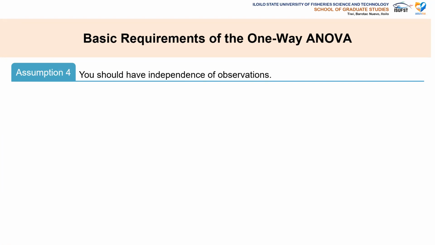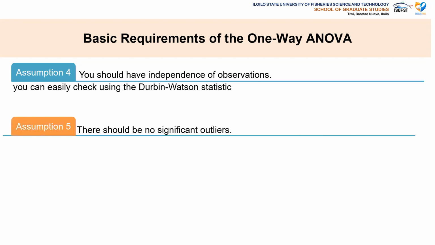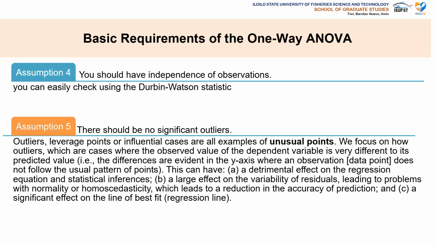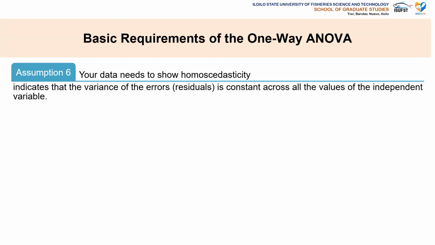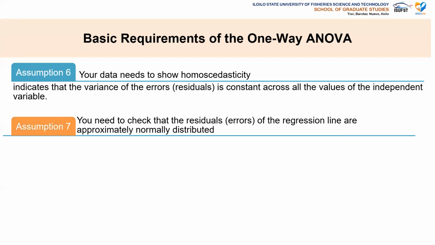You should have independence of observations, as also mentioned yesterday. So the data of one does not influence the data of others. There should be no significant outliers as well. Your data also needs to show homoscedasticity. Okay, I mentioned that also earlier. There's uniform variance. It indicates that the variance of the errors or residuals is constant across all values of your independent variable. You need also to check that the residuals or errors of the regression line are approximately normally distributed.